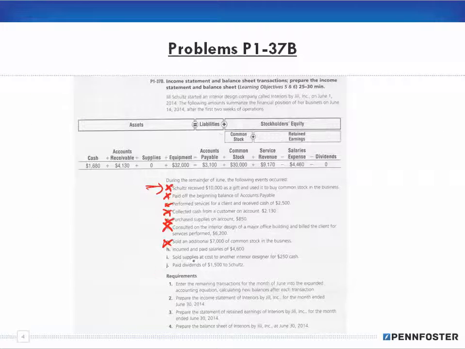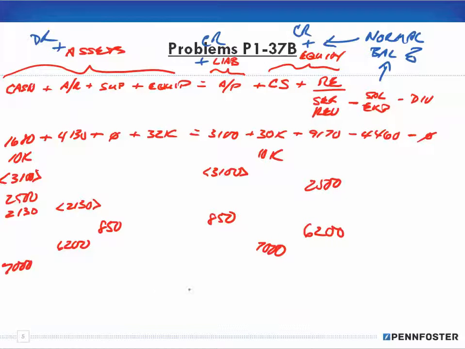Right. H, incurred and paid salaries of 4,600. So I'm in 4,600, my salaries, right? And it says incurred and paid. Well, when I'm paying, aren't I using cash? I'm asking myself the question, am I using cash? Well, yes, I am. So is my cash increasing or decreasing? Well, my cash is decreasing.